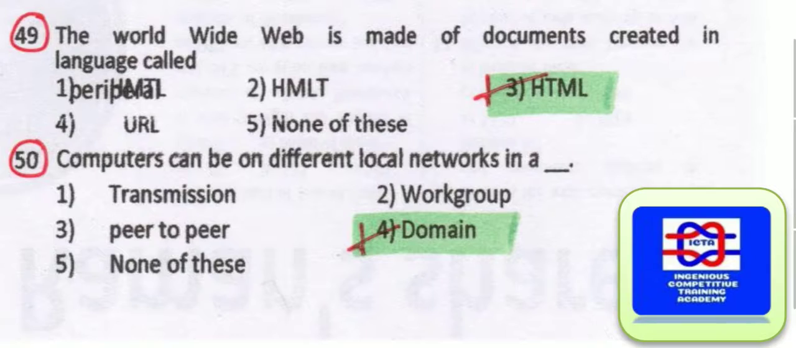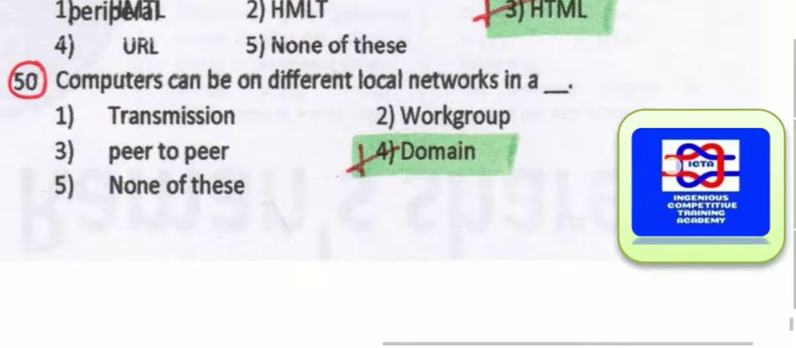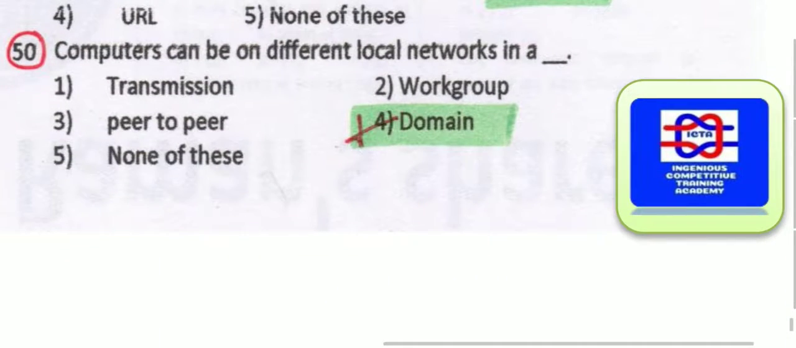Computers can be on different local networks in a domain. So we know that whatever the computers are, they can be on different local networks in a domain. This is what exactly we can remember.